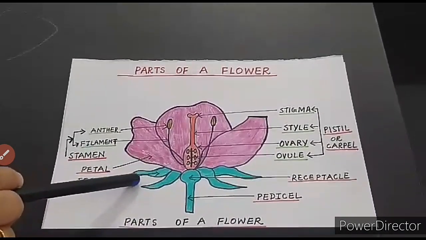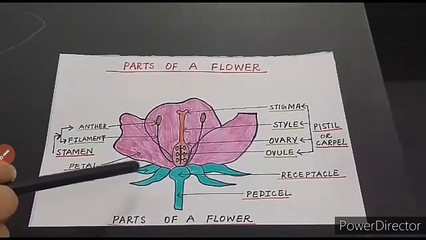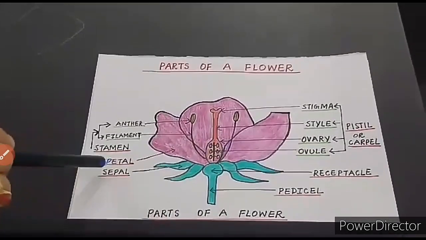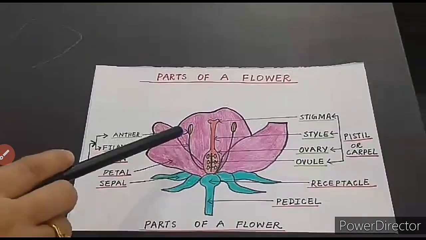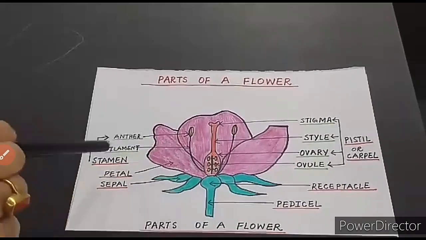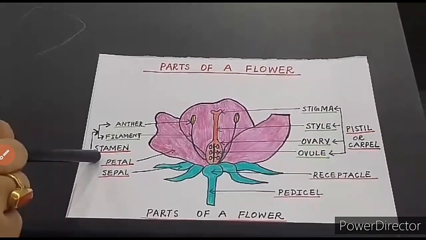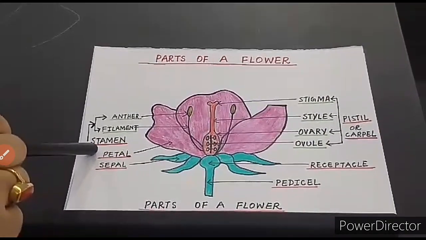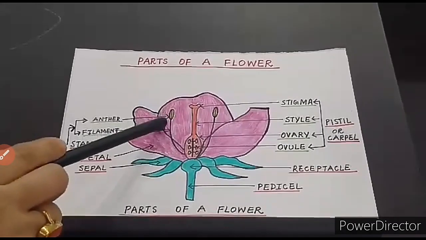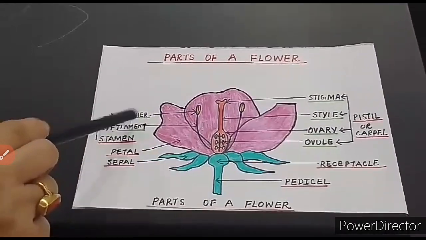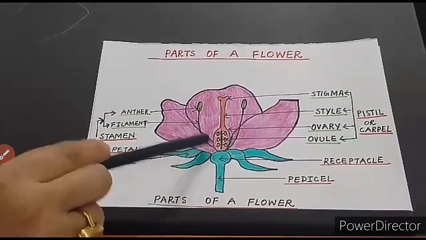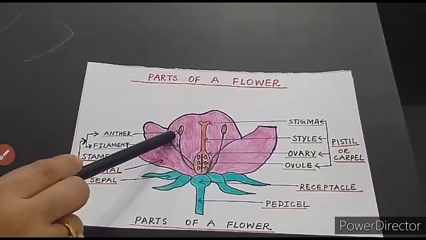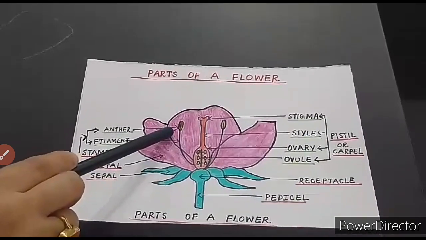This green leaf-like structure is called sepals. Okay, and this beautiful colored part is called the petals. And this part is called the stamen. Okay, this is the main reproductive part of the flower. It is again divided into two parts. This swollen part is called the anther, and the stalk-like structure is called the filament.